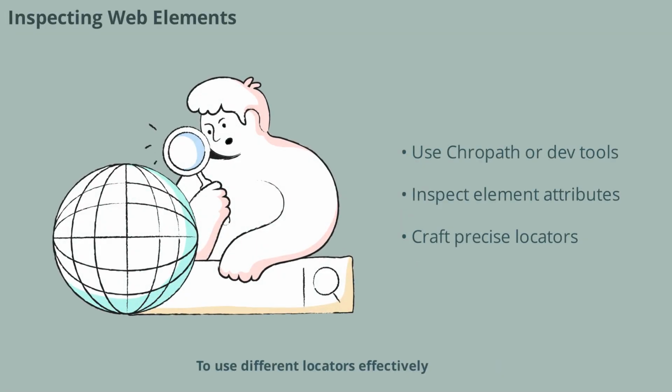Use different locators effectively. You need to inspect web element attributes. Tools like ChroPath or browser developer tools make this process straightforward. ChroPath is a plugin that provides XPath and CSS selectors, while the browser's built-in inspector lets you right-click and examine elements directly. By understanding attributes like id, class, and name, you can craft precise locators for your automation scripts.